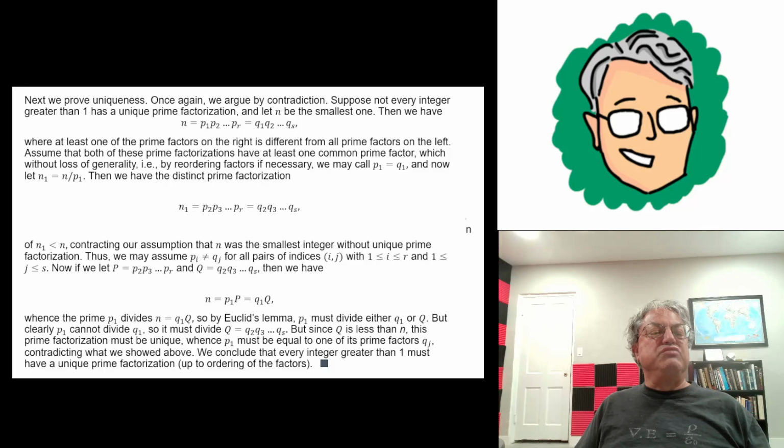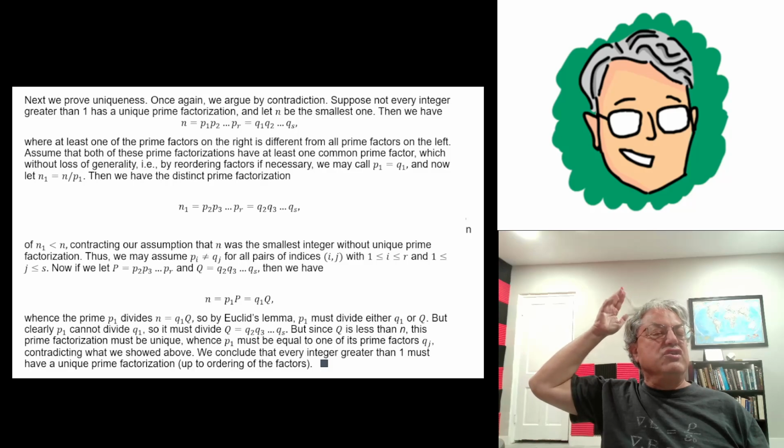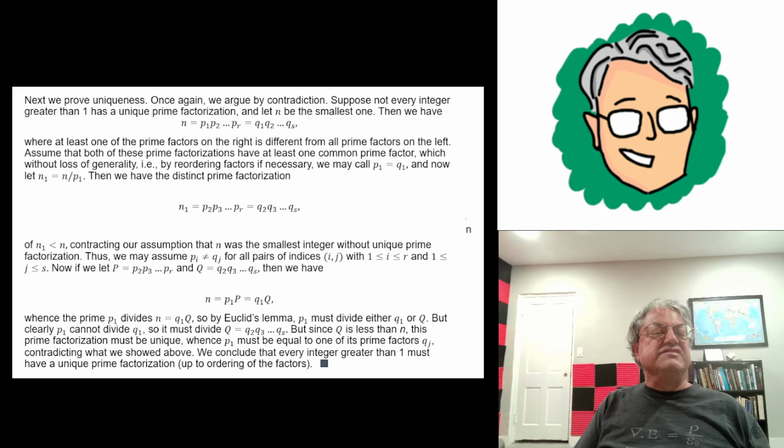n1 equals the product p2 up to pr, and it's also equal to the product q2 up to qs, because we just divided both sides by p1. We divided the left side by p1, and we divided the right side by q1, which is the same as p1. But now we've kind of contradicted ourselves because n1 is less than n. Remember, we were assuming n was the smallest integer that didn't have a unique prime factorization. Well, now we just found another one, n1, that doesn't have unique prime factorization, because if this was unique, then that would mean that the prime factorization of n was unique. So we just contradicted ourselves.